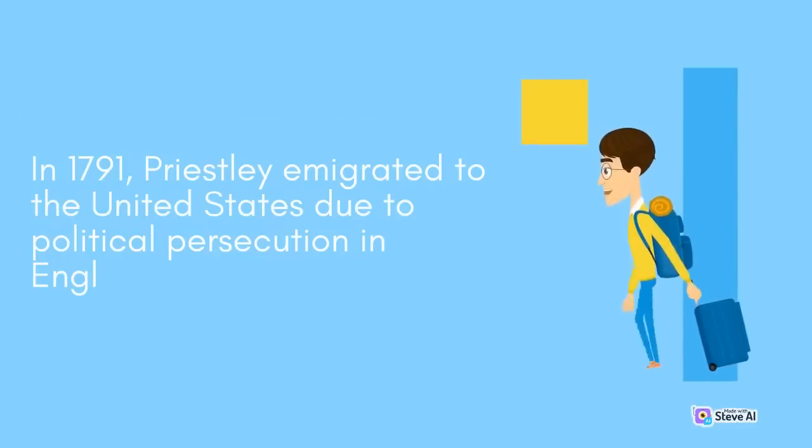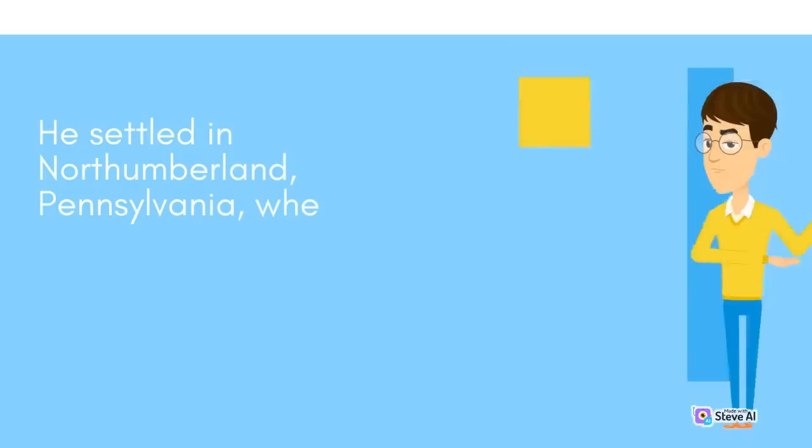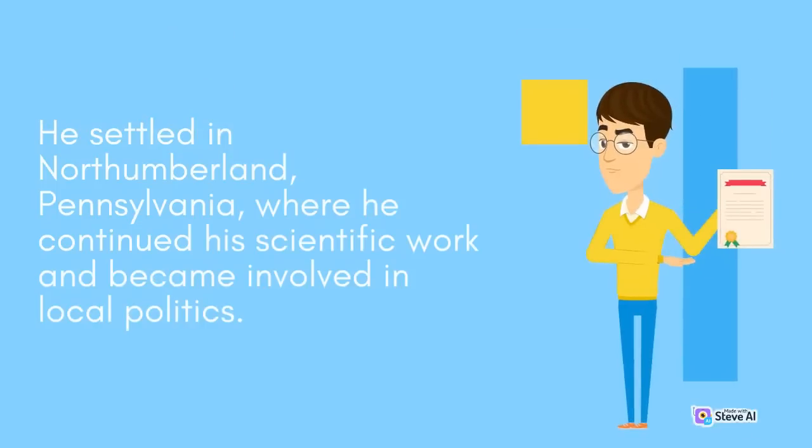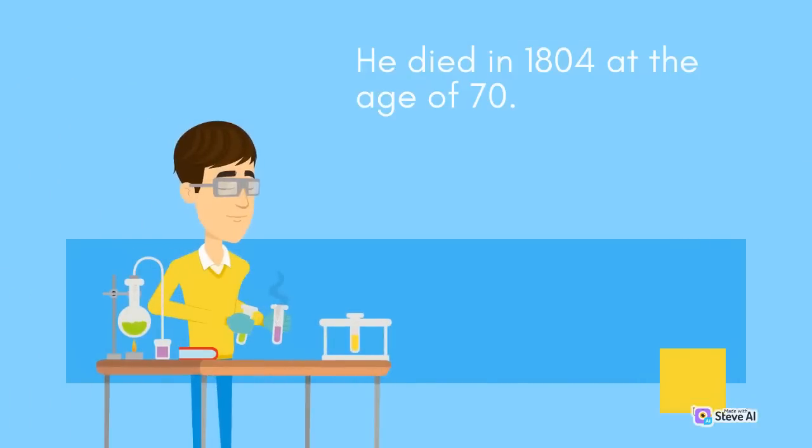In 1791, Priestley emigrated to the United States due to political persecution in England. He settled in Northumberland, Pennsylvania, where he continued his scientific work and became involved in local politics. He died in 1804 at the age of 70.